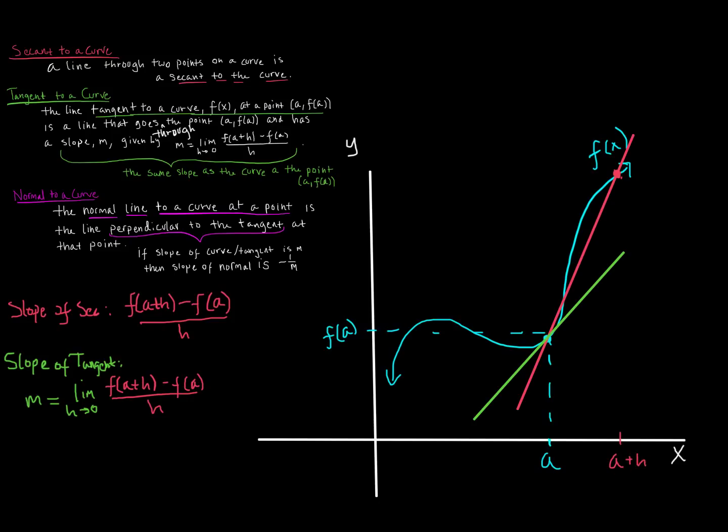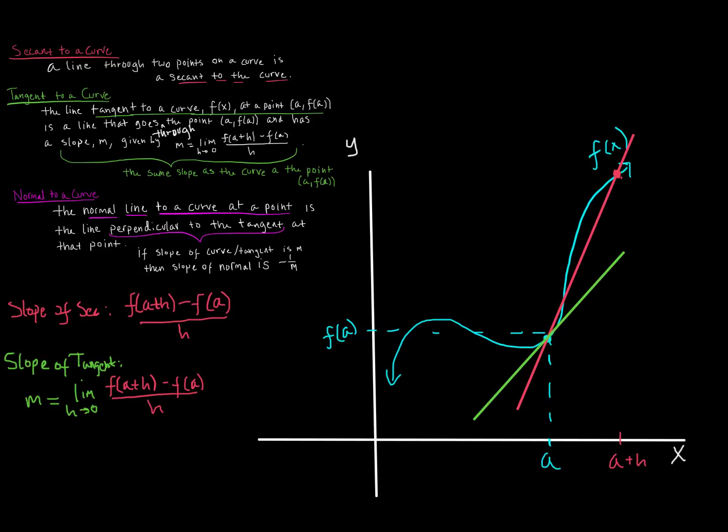The slope of the tangent I get by taking the limit of the slope of the secant lines as h approaches 0. In other words, bringing this other point all the way down and taking the limit so that I'm getting the exact slope right at A. So that's the relationship between the two.